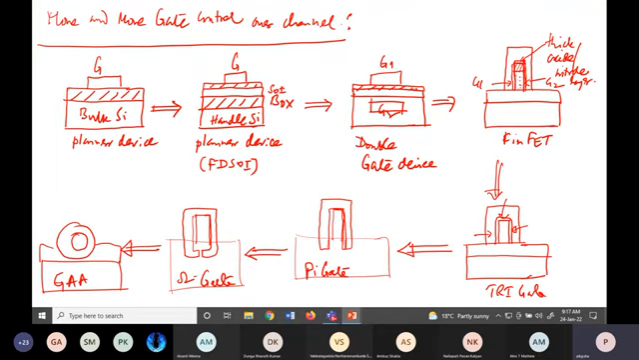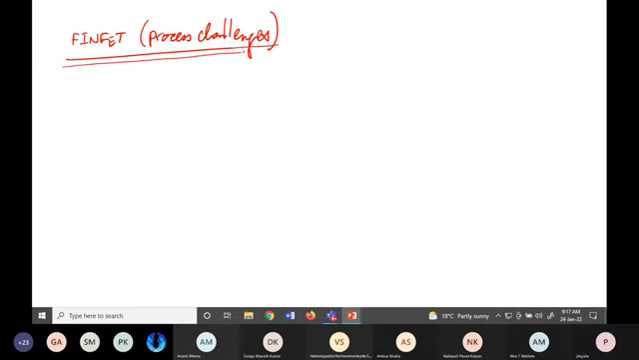Now let me go through briefly some of the challenges associated with FinFET. So you see, process challenges.